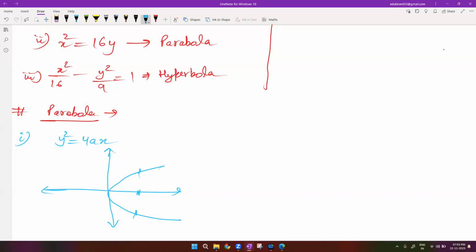See, if you take this point and this point, for both the x coordinate is the same, but the y coordinate is different. And why is this happening? You can observe this with the equation. If you put y positive as well as negative, it will produce the same result. That is why the graph is like this. Now, what do we need to know about a parabola?